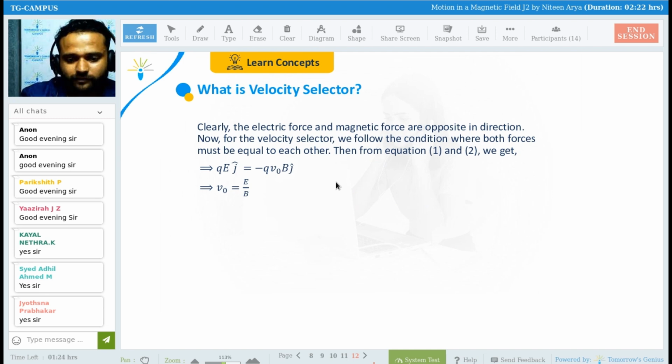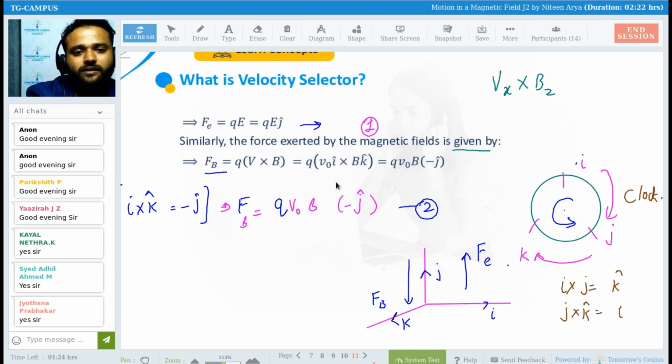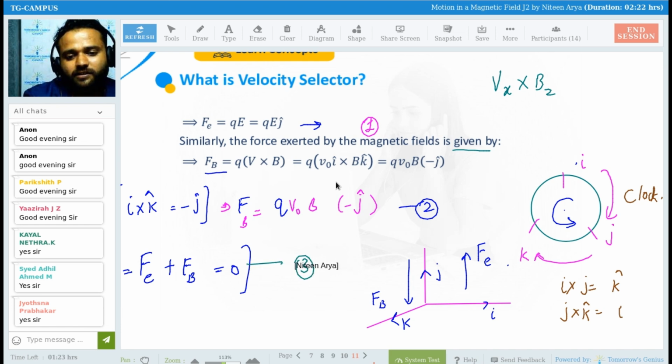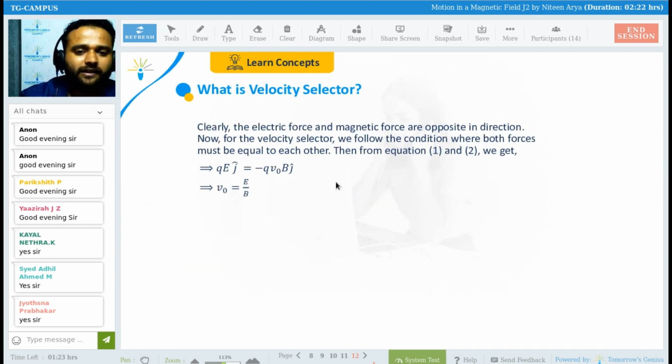So what happened then? The same thing I wrote down. Then we already said that this Lorentz force is this, and we need to put 0. The moment we put 0 and put the values, in equation number 3, when we put equation number 1 and 2, we get this. So obviously, with the help of only the electric field, we get the velocity, which is the velocity selector. Okay.